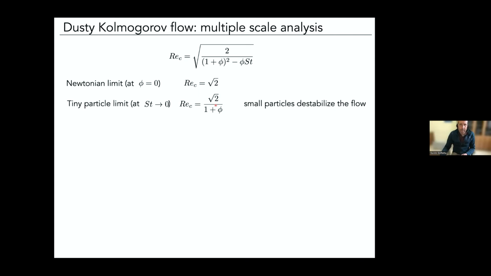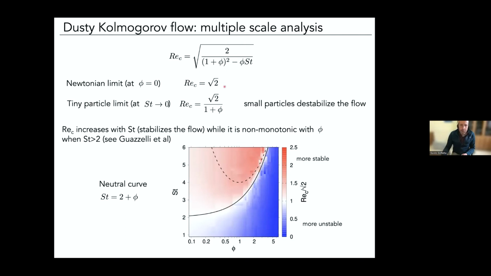But this is just one limit, and we have the full expression. If you look at the stability diagram as a function of the parameters, which are the mass fraction and the Stokes number, you have something like this. What I plot here is the critical Reynolds number normalized with the square root of 2. The blue regions are situations in which particles destabilize the flow, making it more unstable with respect to the Newtonian case. The red part is where it's more stable, so the critical Reynolds number is larger than the square root of 2. This black line is the neutral line, which is given by this expression. On this line, the flow is equivalent to the Newtonian case.